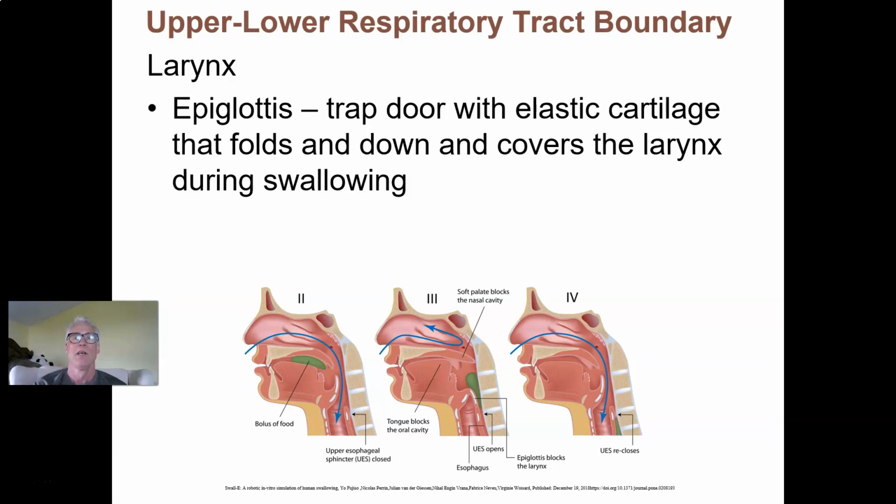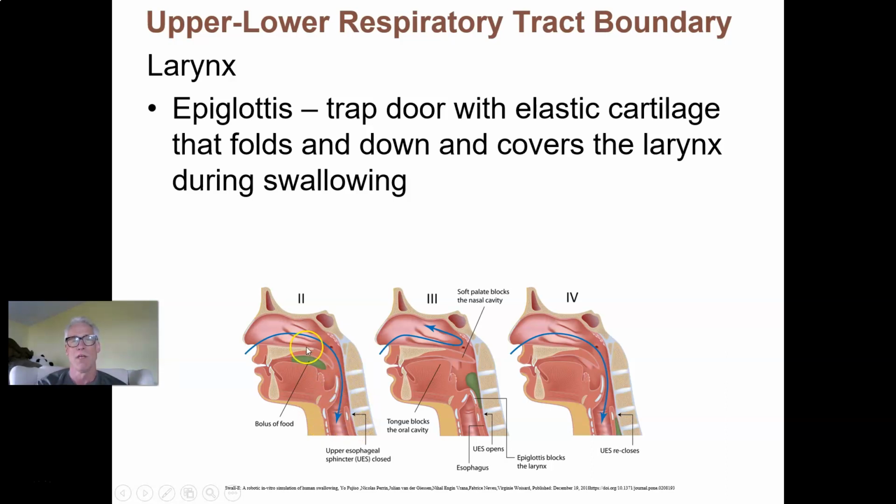There's a fleshy trap door, essentially, a flap of tissue just over the larynx, and it has in its structure some elastic cartilage that allows it to fold down over the larynx during swallowing. So here, this whitish color represents cartilage in this cartoon rendering. So that's the epiglottis, and here's the larynx.